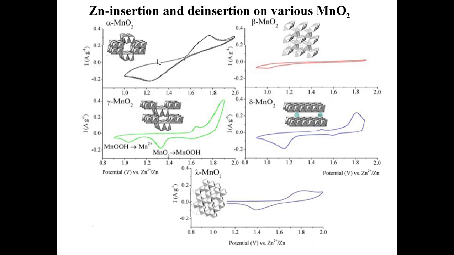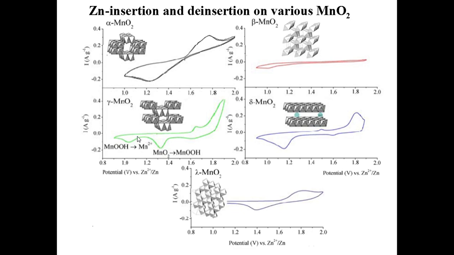de-intercalation. But the same CV in case of beta MnO2 shows there is no zinc intercalation at all. There is none, because the area under the peak is very insignificant. Similarly, if you take gamma MnO2, it is intercalating, but there are problems.